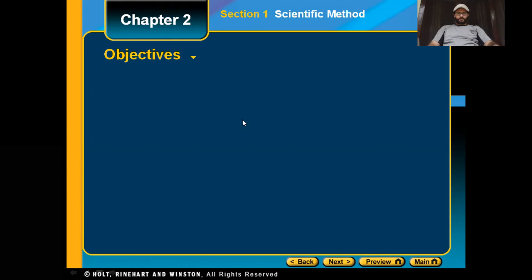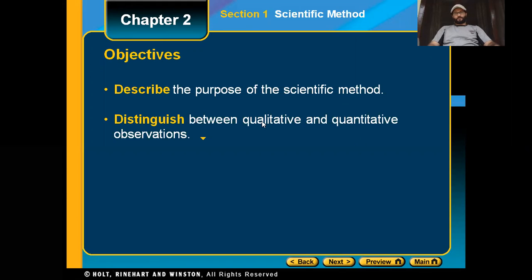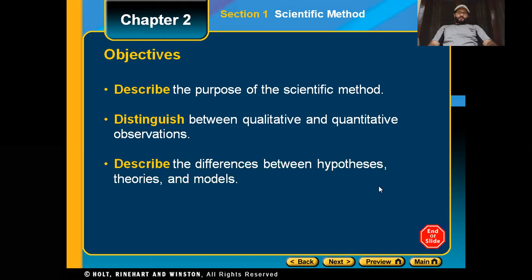Today we are going to discuss chapter 2, section 1. Section 1 is related to scientific methods. The learning objectives of today's lesson are: we will discuss the purpose of the scientific method, and the second part will deal with qualitative and quantitative analysis. The last part we will discuss in the coming lesson.